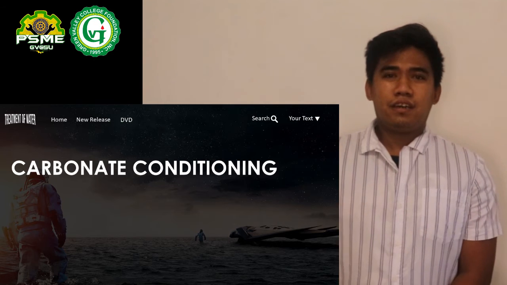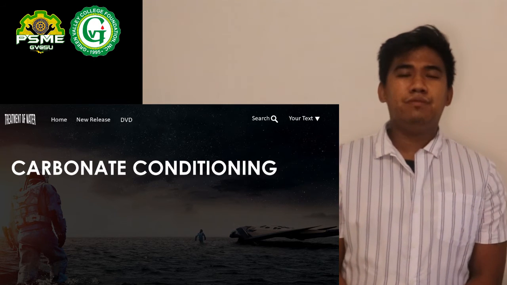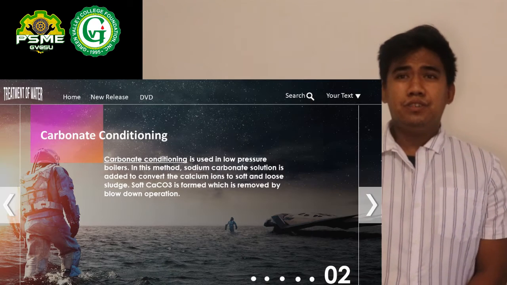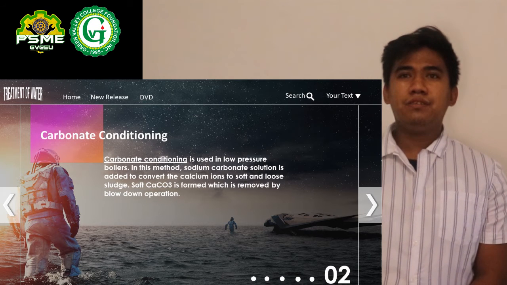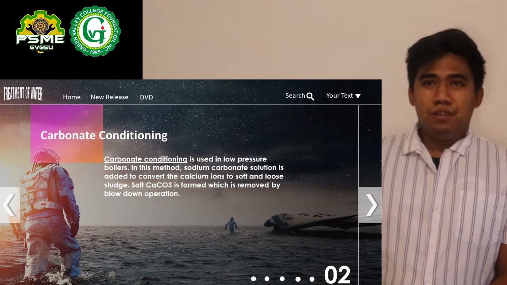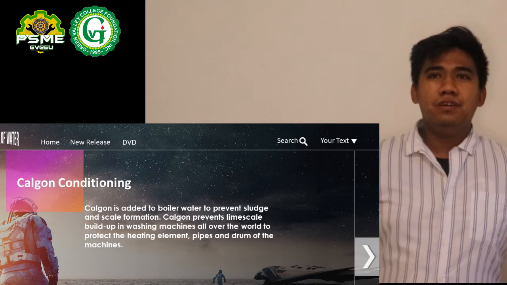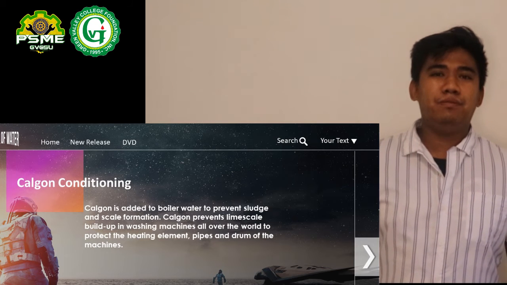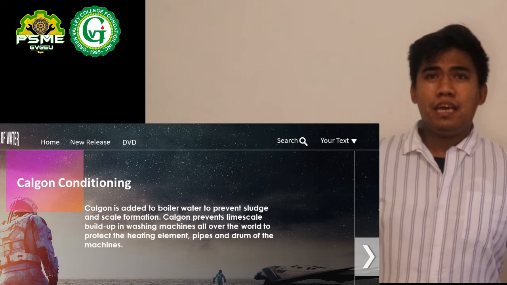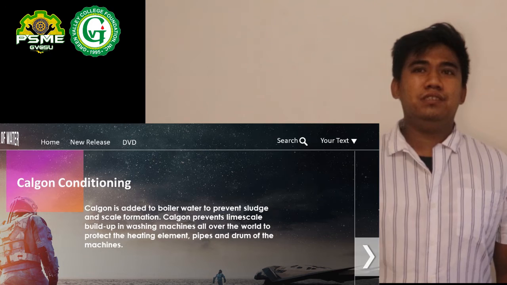Carbonate conditioning. Carbonate conditioning is used in low-pressure boilers. In this method, sodium carbonate solution is added to convert the calcium ion to soap and loose sludge. CALGON conditioning. CALGON is added to boiler water to prevent sludge and scale formation. CALGON prevents limescale buildup in washing machines. CALGON conditioning is when sodium phosphate, also called CALGON, prevents scale formation.